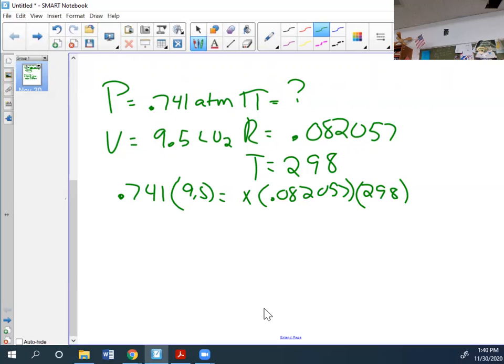Don't you times the left and divide by the right? So 0.741 times 9.5, divide by the right. That times that, divide that, divide that.